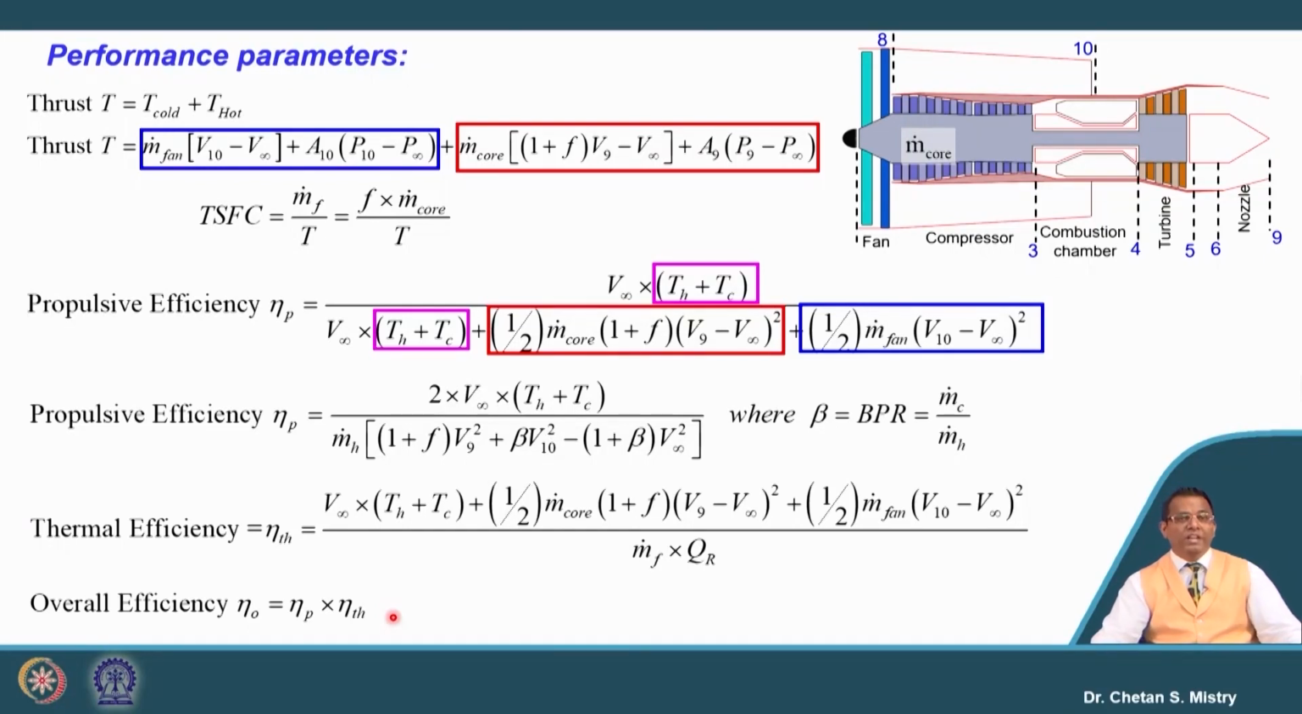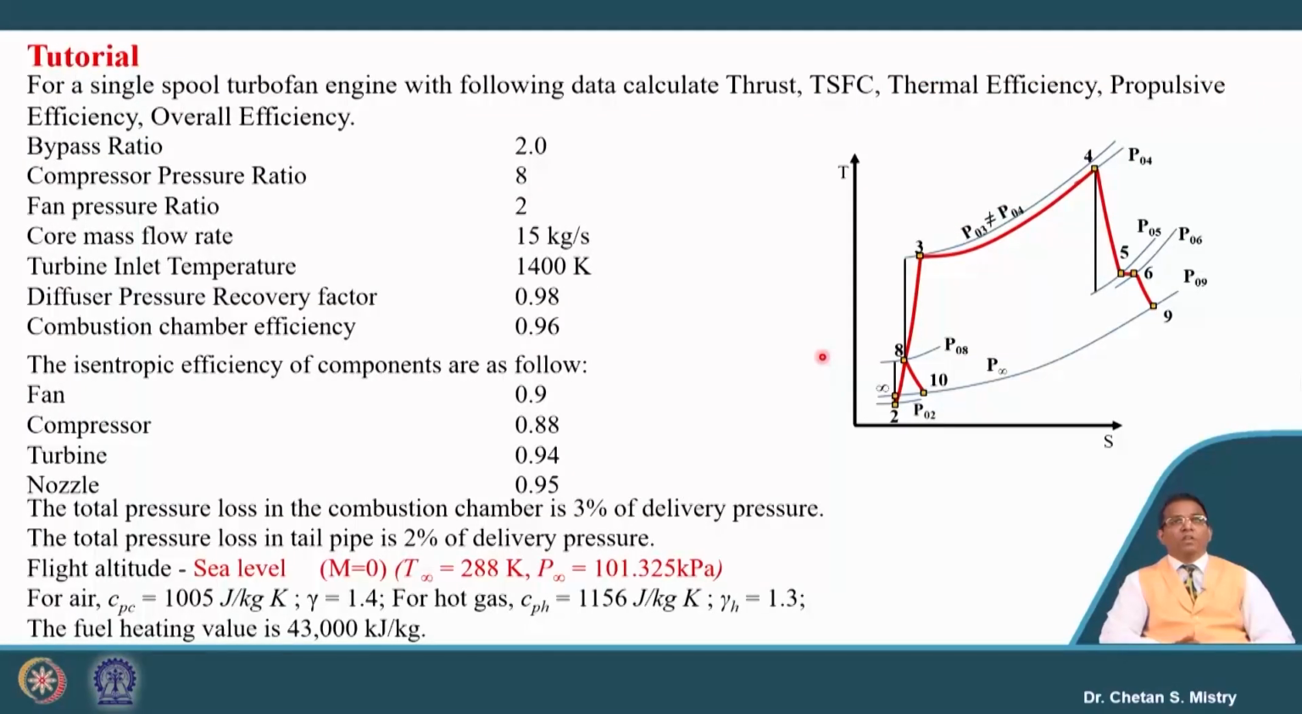So, here what is advised is you just try to remember the formulation we have used for the turbojet engine, and there it was specifically highlighted by putting, say, TH plus TC. In the same way, here this has been highlighted with a different color. So, you will not make a mistake in writing these equations. Now, let us try to have one numerical.